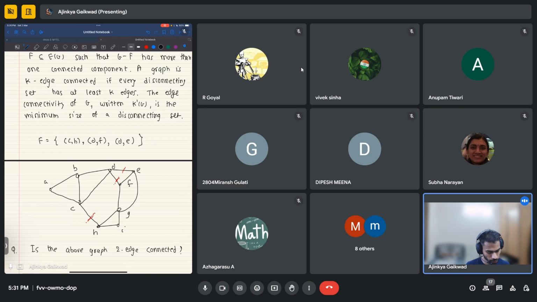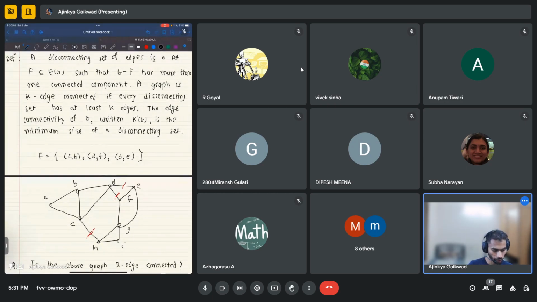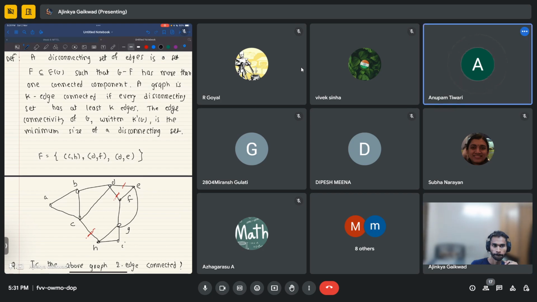So here is the definition. A graph is k edge connected if every disconnecting set has at least k edges. So is this true for k equals 2? For this, we require three edges to be disconnected, right? Yes. So it cannot have less than two.